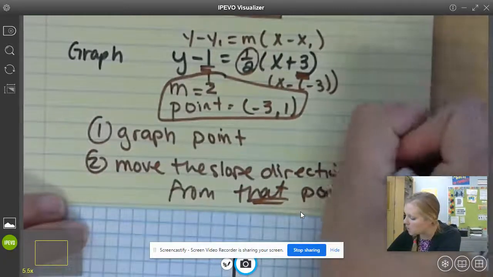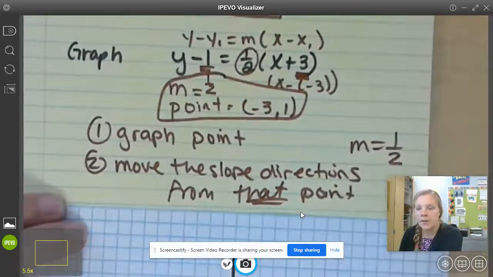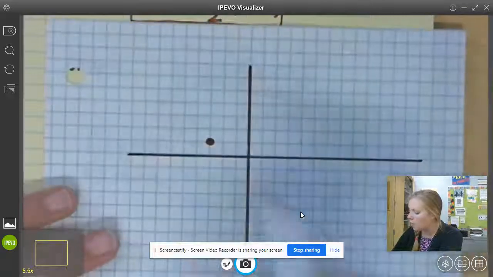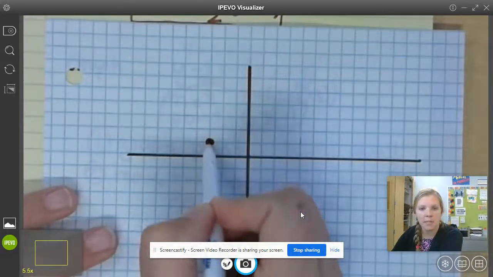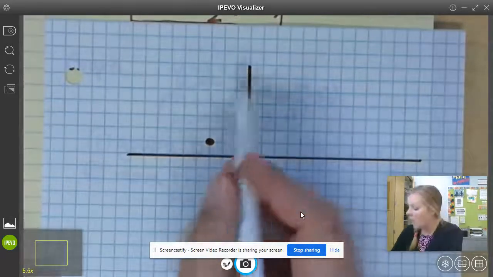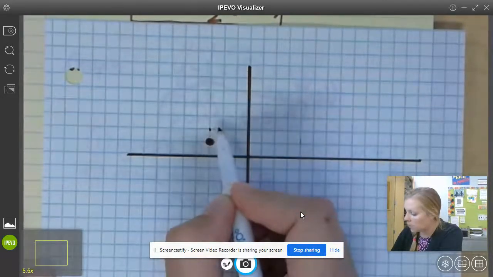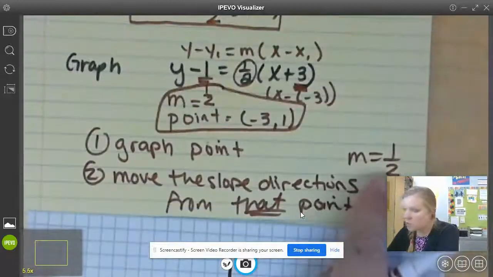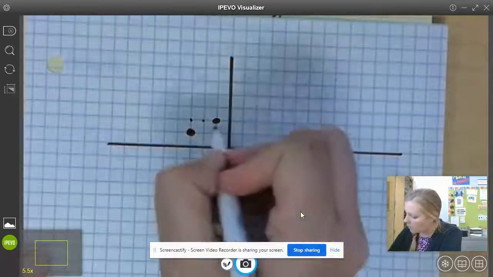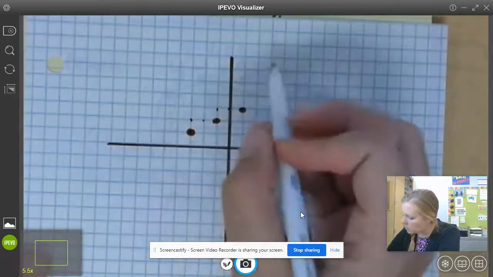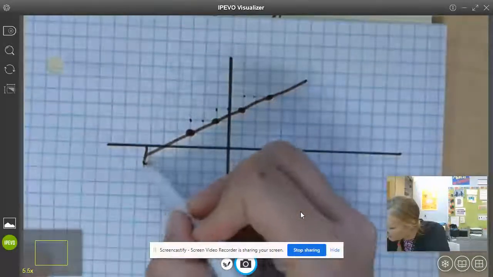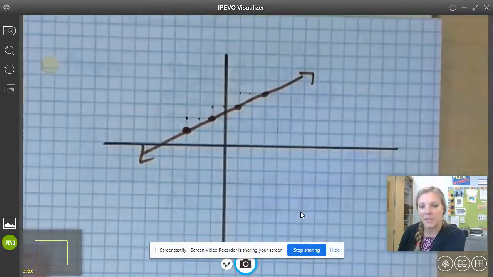So my slope is 1/2. So I have to remember I'm going to rise 1 and run 2. So from this point, I put my pencil on the point, not on the y-intercept, because I don't know what the y-intercept is. From this point, I'm going to rise 1 and run 2. Rise 1, run 2. Put a dot. Rise 1, run 2. And that is my equation.